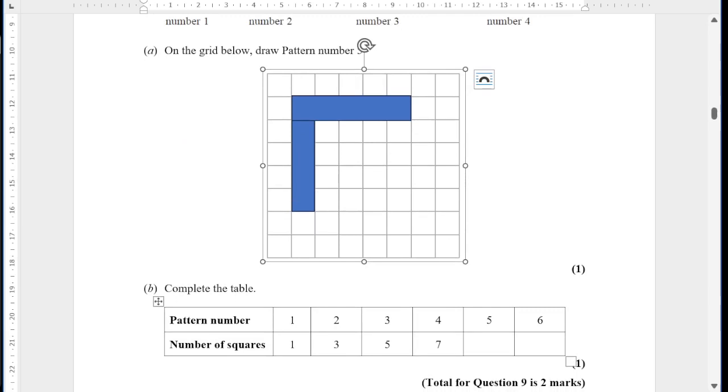Part B, complete the table. So the number of squares in pattern 5 is going to be, we can count the squares, or we can say that these patterns are going up in 2s. So the next one should be 9, and we can just double check. 5, 6, 7, 8, 9, and then the next one will be 11.